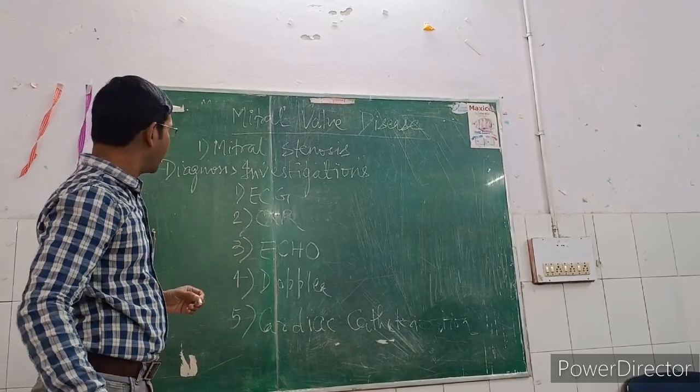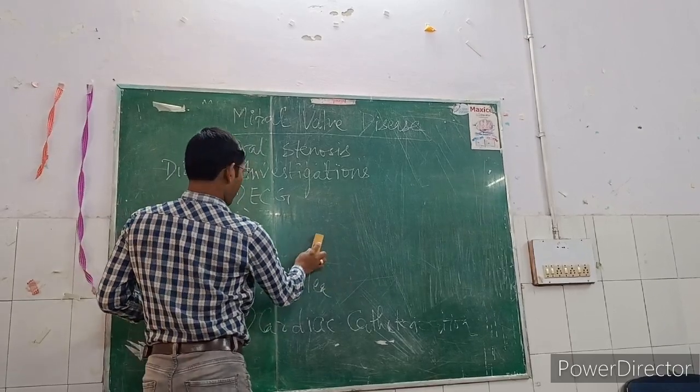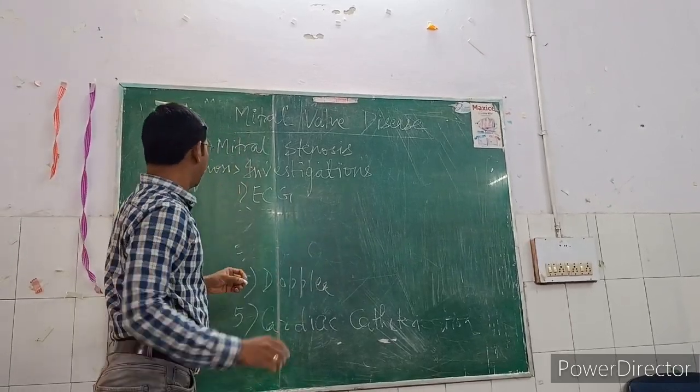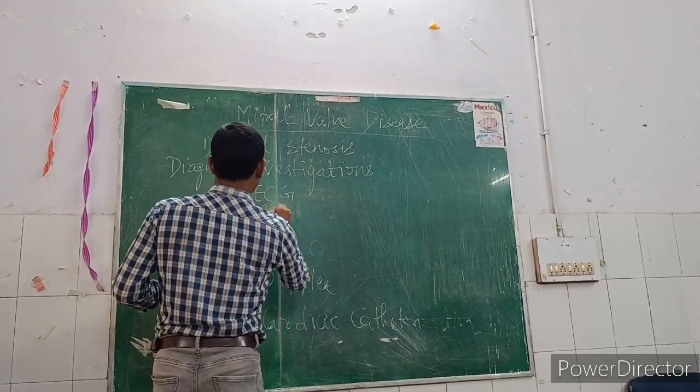So let us start with the ECG in case of mitral stenosis, and then chest X-ray.